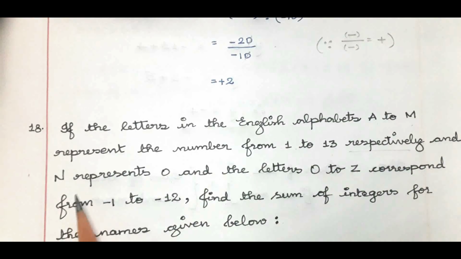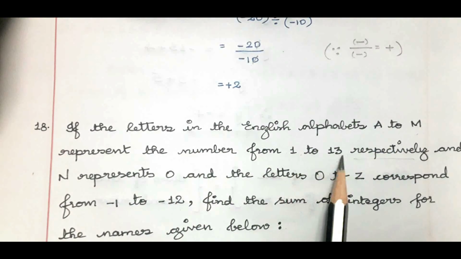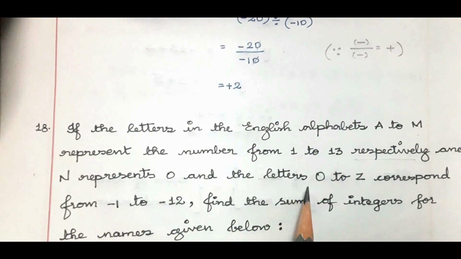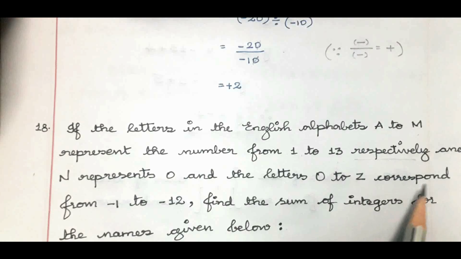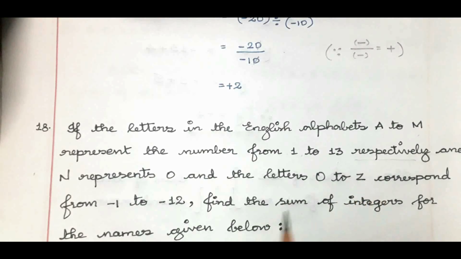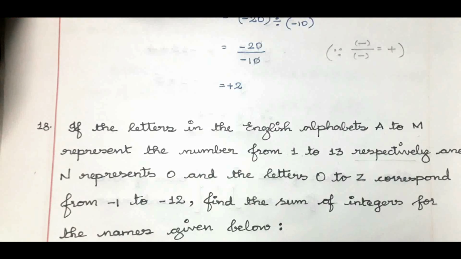And here N is represented as 0. For A to M we are giving the numbers 1 to 13, but for N they are using 0, and the letters from O to Z are represented as minus 1 to minus 12, respectively. O carries minus 1, then P carries minus 2, corresponding to that order. Find the sum of integers. Now we are going to find the sum of the integers for the names which have been given below. Clear?